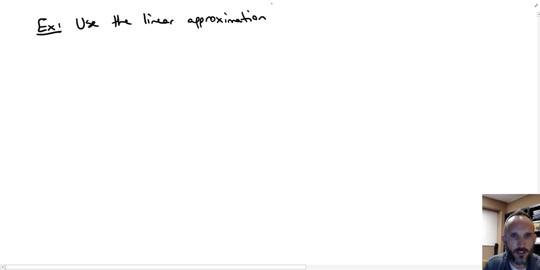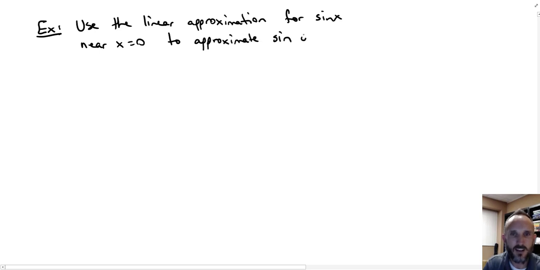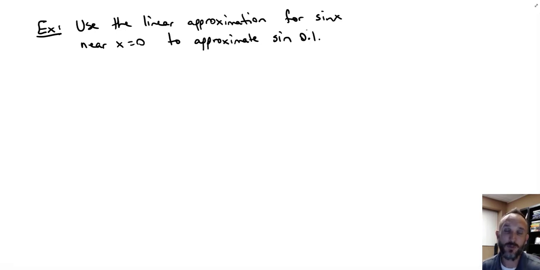Let's use the linear approximation for the sine of x function near x equals 0 to approximate the sine of 0.1. Okay? Now, the sine of 0.1, I don't know what it is. I know that the sine of 0 is 0. So 0.1 is close to 0.